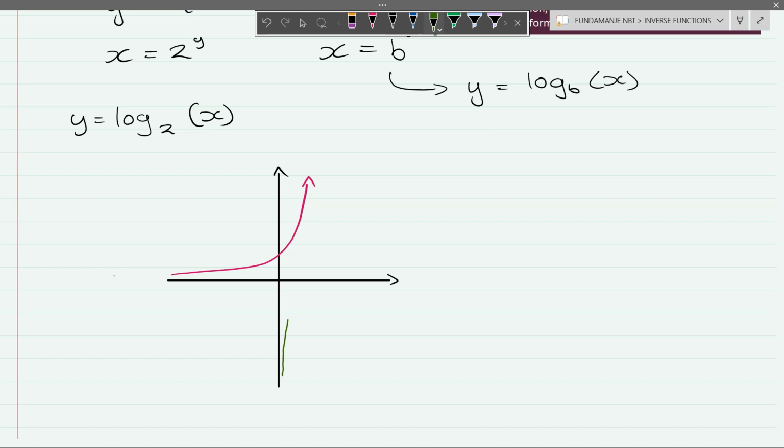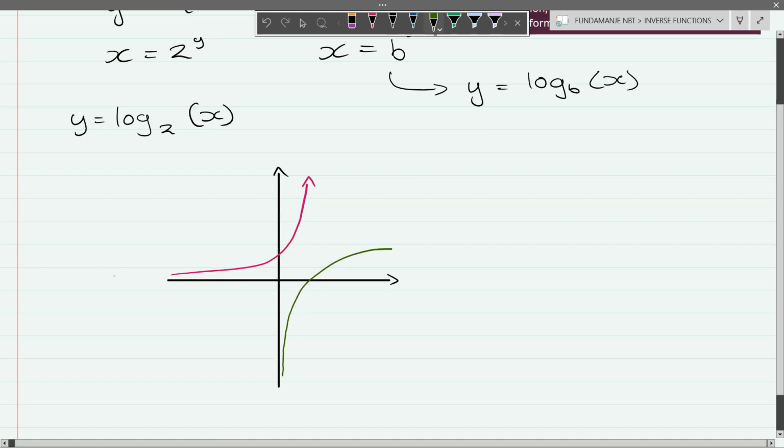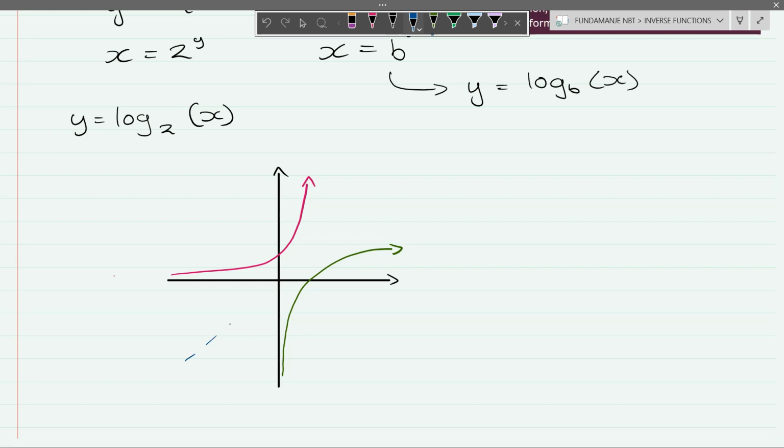Now the function would look something like this, and as you can see, this is a reflection about the line y is equal to x, like that. We can see that these two are mirror images of each other. And the thing is, with inverse functions, as much as we swap x and y, the domain and the range also swap.